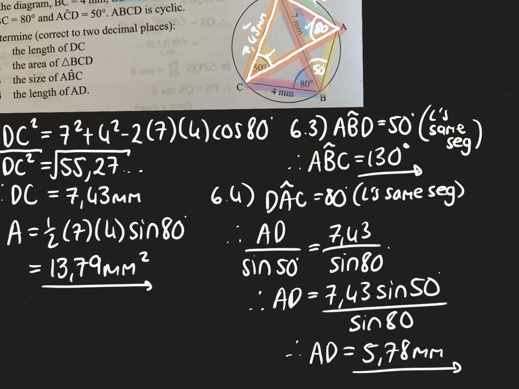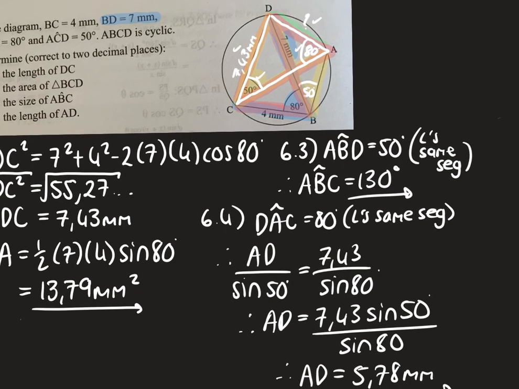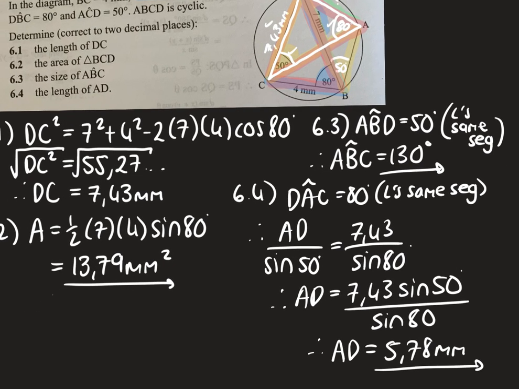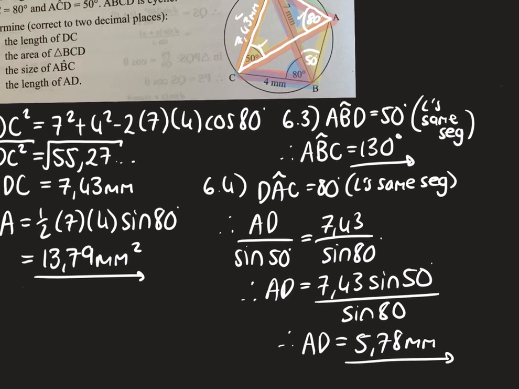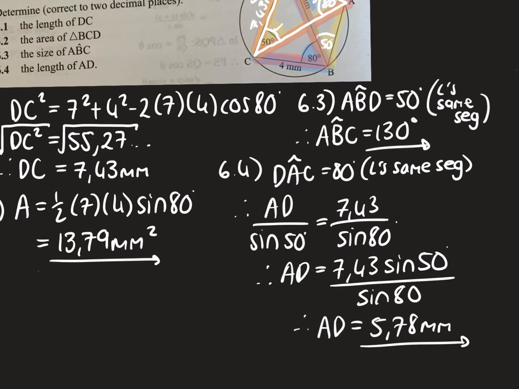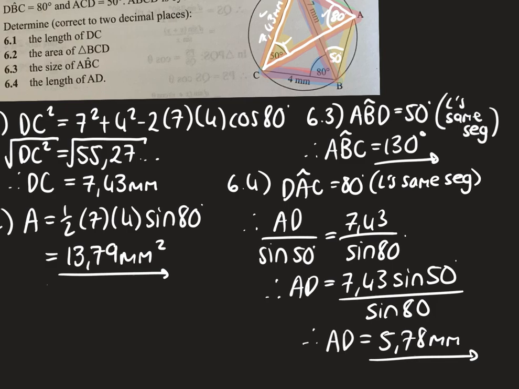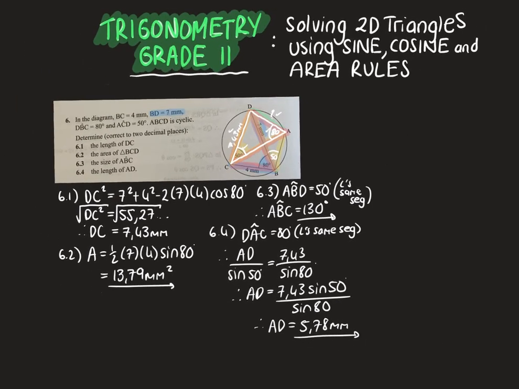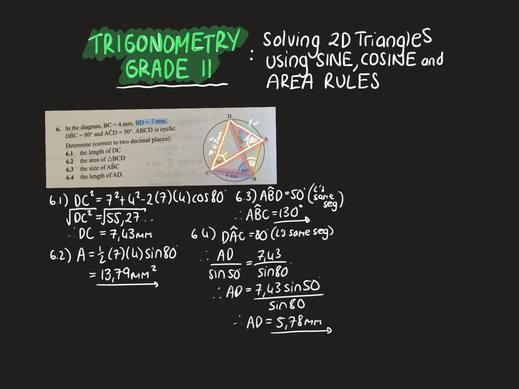Okay, everyone understand? Everyone happy? Cool. What we also worked out before was DC, so that's fine. We used that. And then we had that. Awesome. Hope you enjoyed that video. That was another type of example using trig rules to solve for 2D triangles, and then a little bit of a curveball with having some circle geometry in it as well.